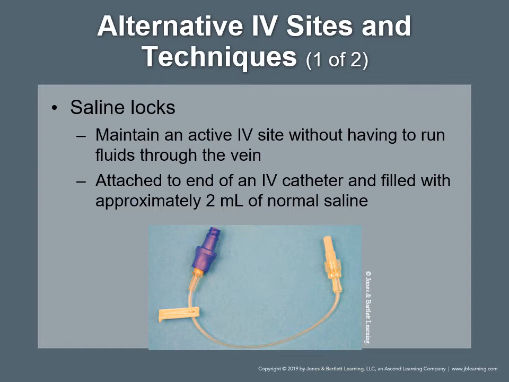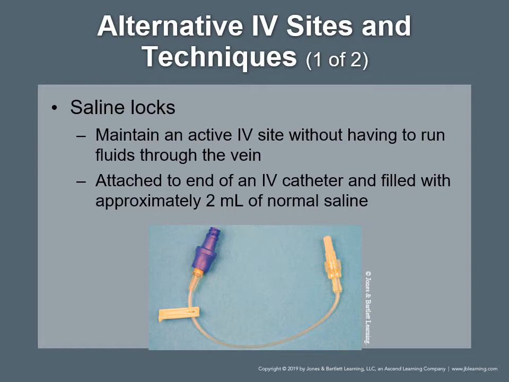Alternative IV sites and techniques. Some additional IV sites and techniques available to pre-hospital providers require training beyond the scope of this chapter. Saline locks are a way to maintain an active IV site without having to run fluids through the vein. It's used primarily for patients who do not need additional fluids but may need rapid medication delivery. Access ports are commonly used with patients who have disorders such as heart failure or pulmonary edema.